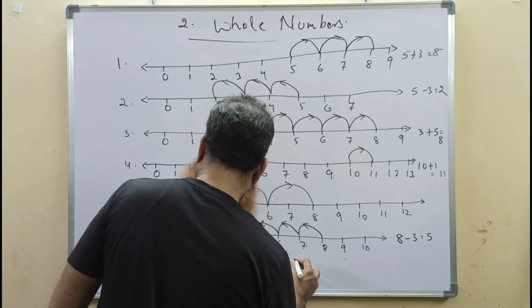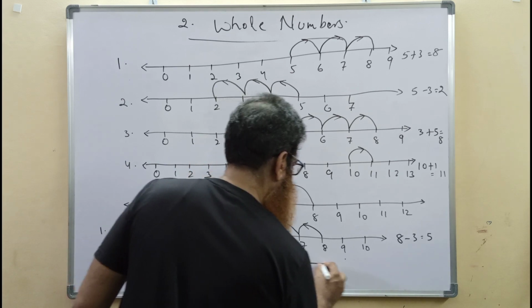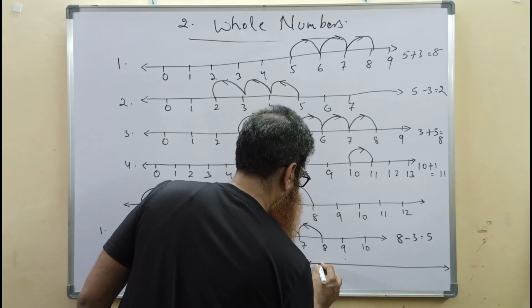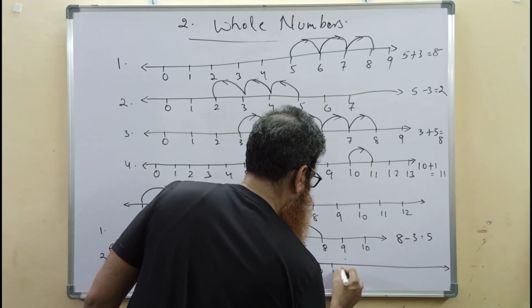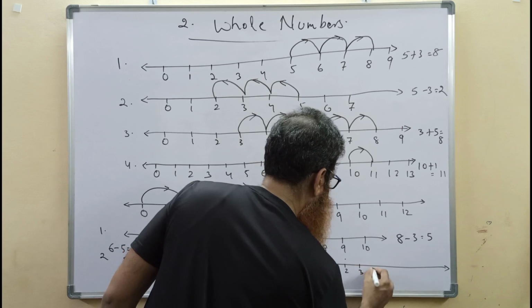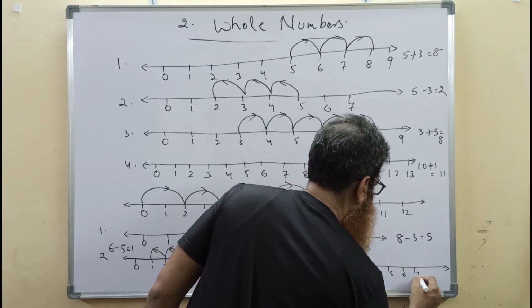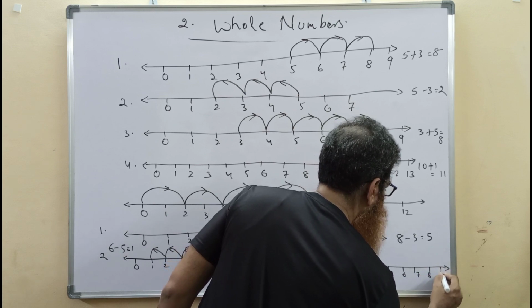Third one, 0, 1, 2, 3, 4, 5, 6, 7, 8, 9.